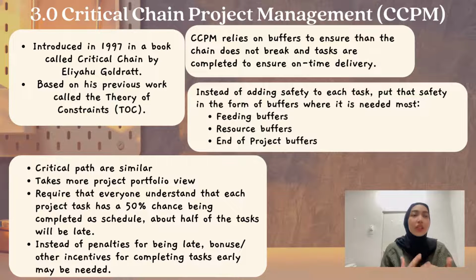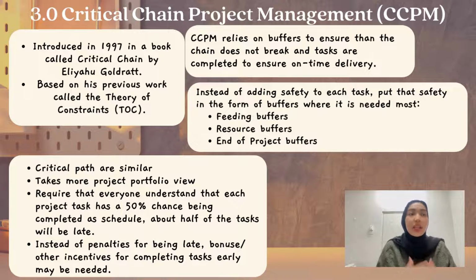Furthermore, there is critical chain project management. It was introduced in 1997 in a book called Critical Chain by Eliyahu Goldratt, based on his previous work called The Theory of Constraints. So what is CCPM? CCPM is a project management style that takes into consideration not only the tasks but also the resources required to complete a project. The goal of CCPM is to identify the steps, timeline, and resources to complete a project.